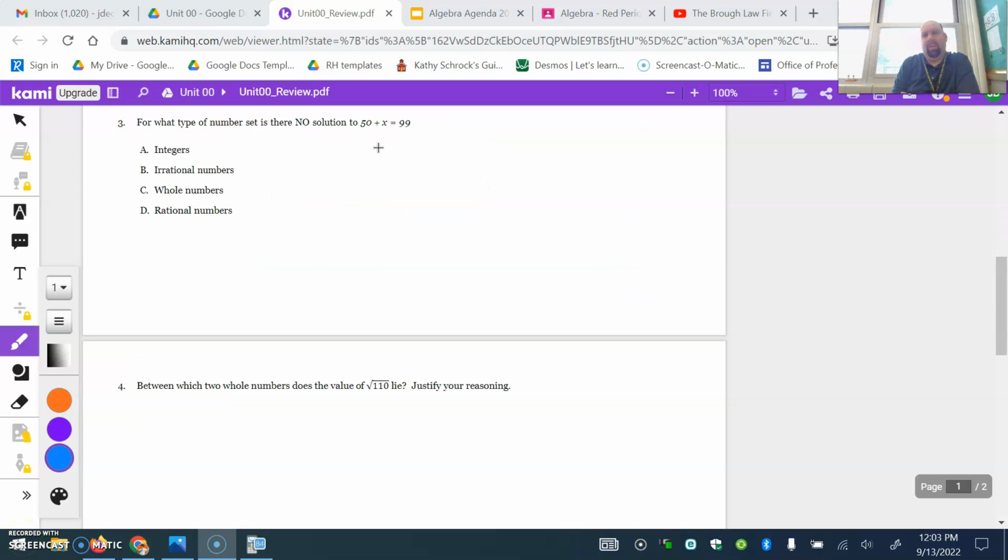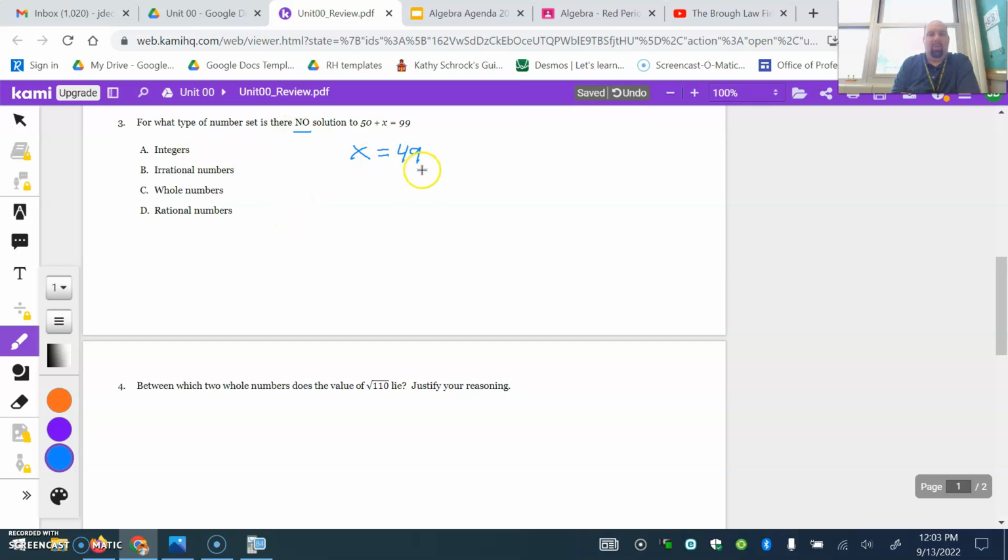Okay, hopefully this is an easy one for you. 50 plus x equals 99. Well, you can either solve it or maybe some of you just know. Well, okay, that means x is 49. Now we just decide which type of number that x is or isn't. And the one that it isn't is the answer because we're looking for no solution.